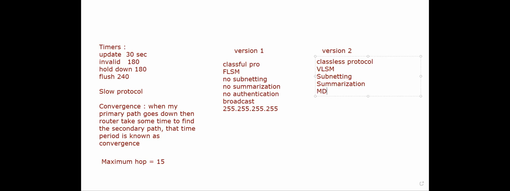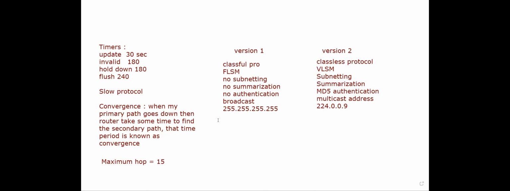We have MD5 authentication. Message digest authentication means we have a secured authentication, and in this, the multicast address 224.0.0.9 is used. So in another practical, when you do dynamic neighborship, you will work on multicast addresses also. Okay, so this is all about the RIP protocol.